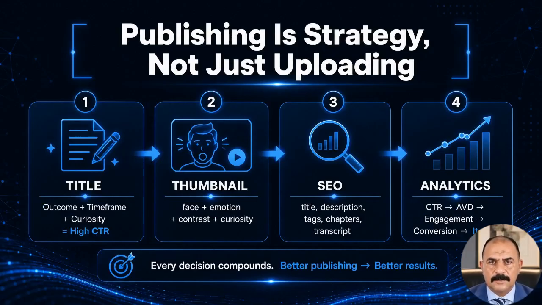Slide 14. Publishing is strategy, not just uploading. Publishing is not uploading. Publishing is strategy. Your title formula is simple. Desired outcome plus time frame plus curiosity. This formula consistently outperforms generic titles. Your thumbnail needs 4 things: a human face, eyes create connection; emotion, surprise, curiosity, determination; contrast, high contrast between subject and background; and curiosity. The thumbnail should ask a question the viewer wants answered.